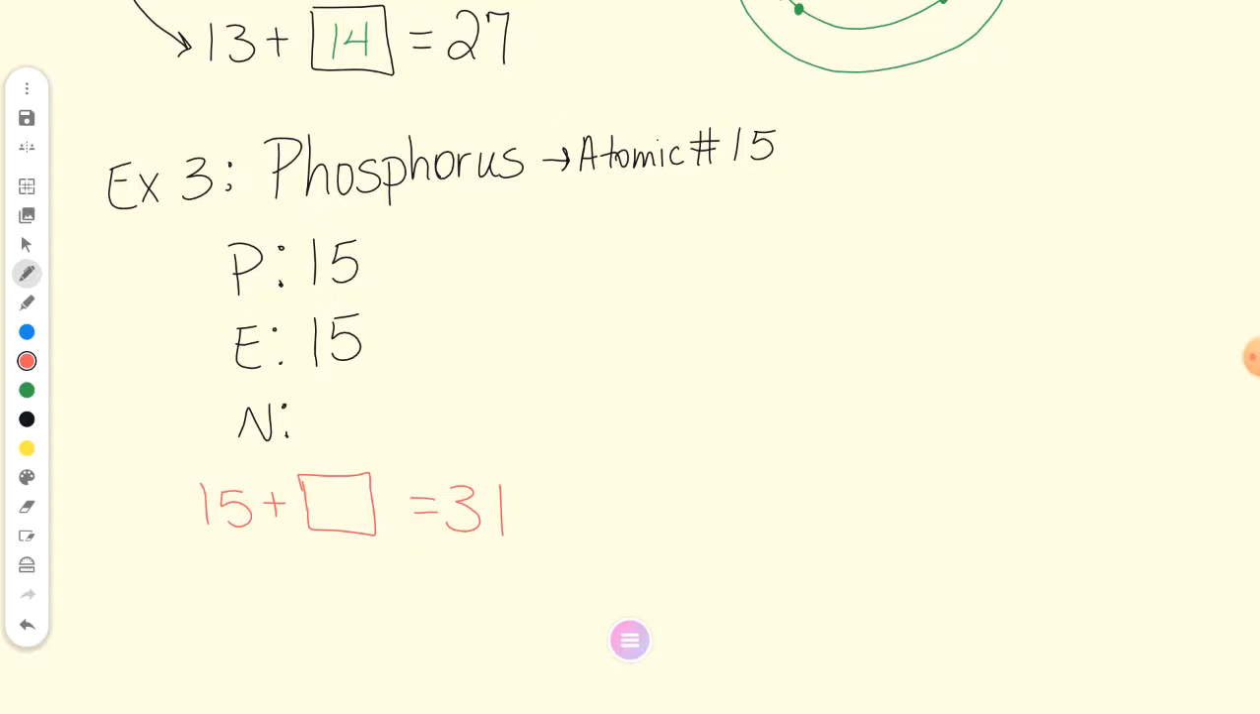Gabe, how many neutrons do we have? 16. What math could you have done to figure that out? I did 6 plus 5 and I did that equals 11. So then I just did 15 plus 6, and I knew that equals 11, so I just added 2 ones.